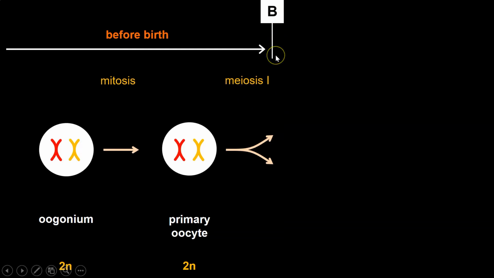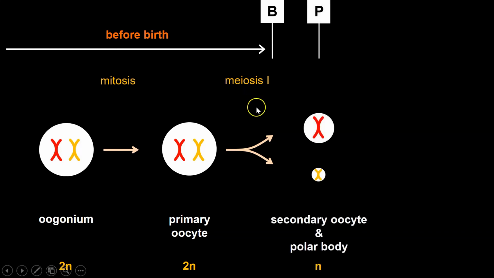And there's B for birth, you can see that. But even this first step in meiosis is not completed yet. In fact, the completion of meiosis 1 doesn't happen until puberty. So there is 10 to 14 years in this gap where there is no meiotic division, there is no further development in the oogenesis process. All right, well, that's our first difference.